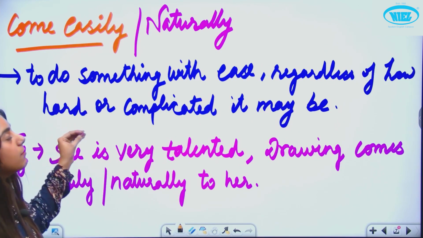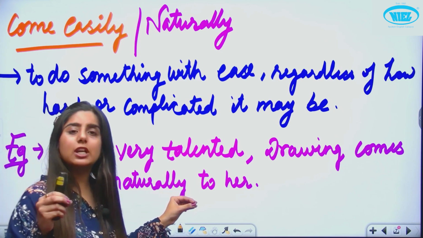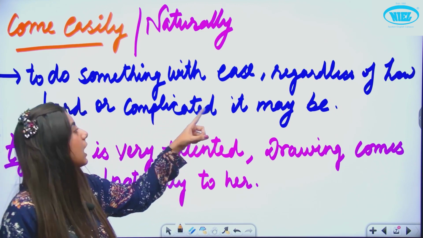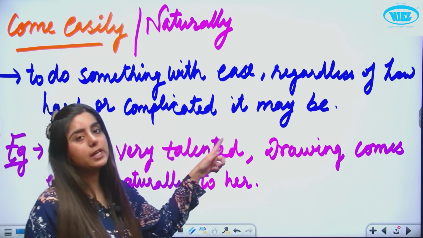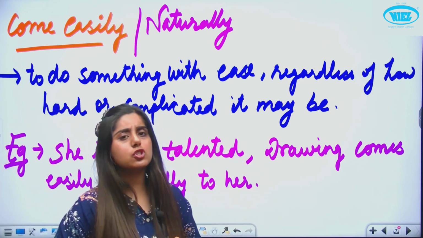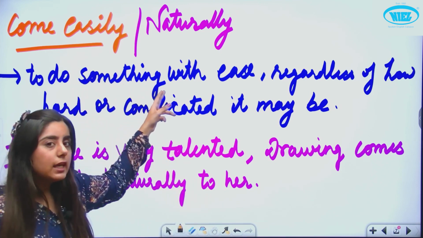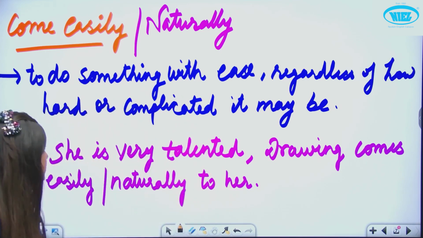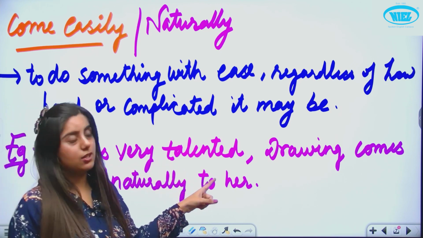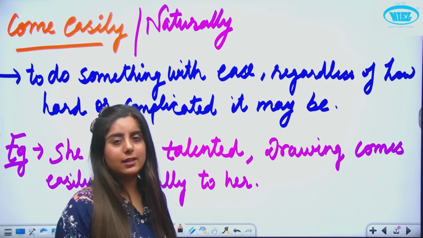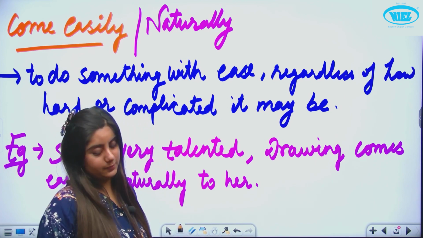Next we have come easily, जिसे हम naturally भी बोलते हैं. To do something with ease regardless of how hard or complicated it may be. जितनी भी मुश्किल क्यों ना हो लेकिन उसे बहुत आसानी से कर लेना. Which means come easily or naturally. For instance, she is very talented. Drawing comes easily or naturally to her. बहुत talented है, उसे naturally drawing आती है.